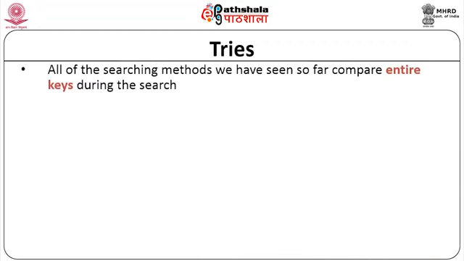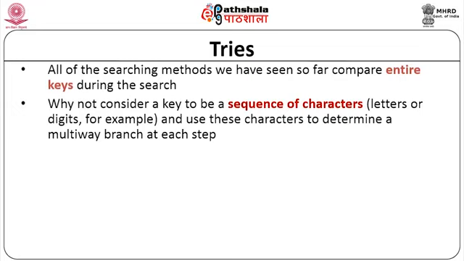So, what we are trying to say up to now is that all the searching methods of trees, balanced trees, whatever we have seen so far, compare entire keys during the search. So, that is what we have looked at up to now. So, why not consider a key to be a sequence of characters, letters or digits for example, and use these characters to determine a multi-way branching at each step. So, now we are looking at a key not as a whole key, but as a sequence of characters, and we are going to use these characters to determine the multi-way branching.